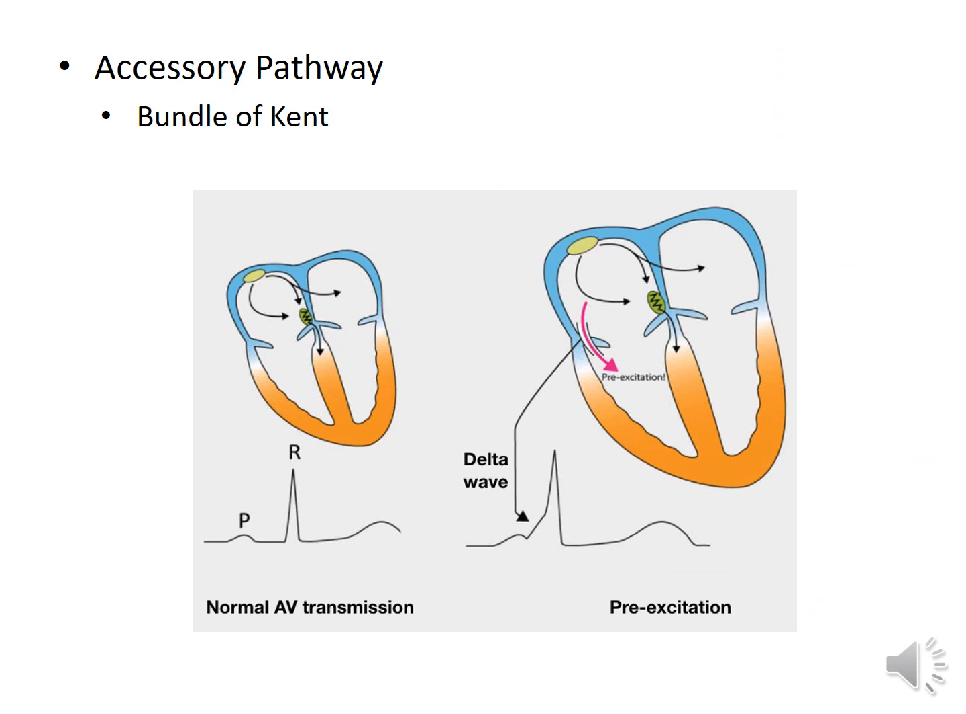The third type of defect in impulse conduction is through accessory pathways. So normal, you can see here, this is normal atrioventricular transmission. The impulse is generated in the SA node. It progresses to the whole atrium, and then it reaches the AV node. Then there is a slight delay in the AV node, and through the AV node it enters the bundle of His to the bundle branches, and then through Purkinje fibers and the whole of the ventricle. Okay, so this is the normal type of AV conduction.